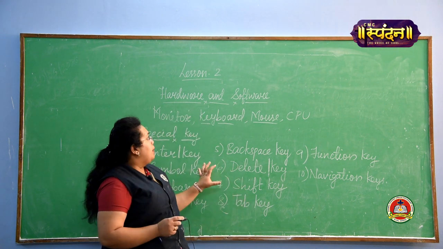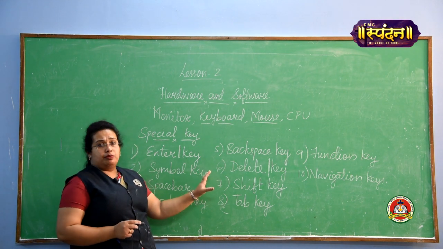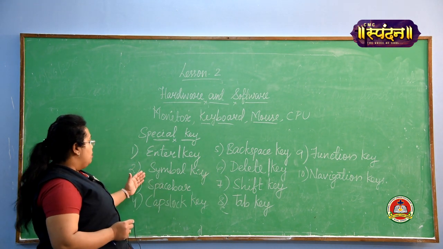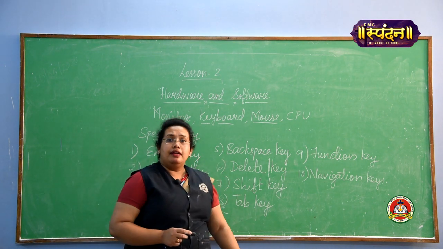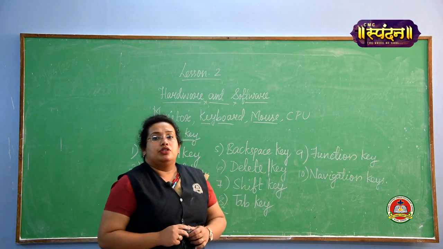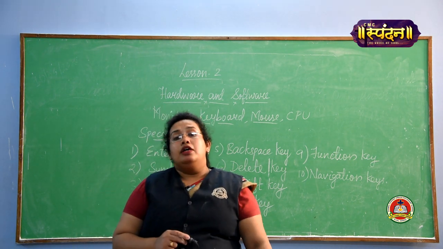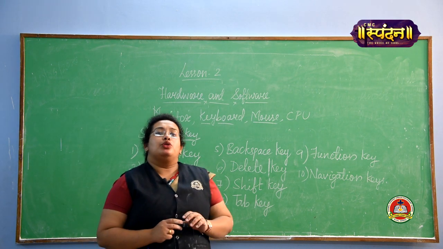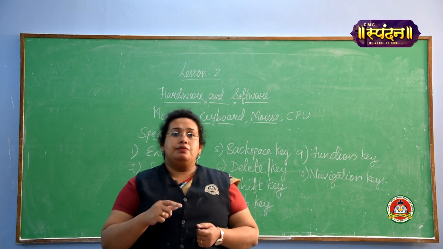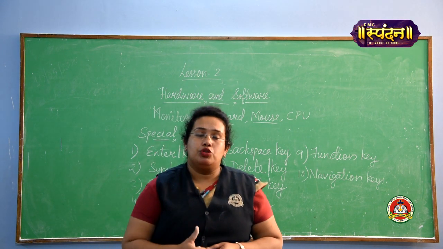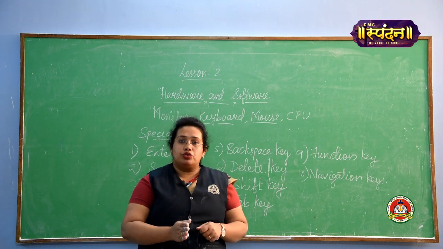Now we have studied all the keys of the keyboard. We have different types of keys, that is enter, symbol, space bar, caps lock, backspace, delete, shift, tab, function and navigation. Now we will study the mouse. For a mouse, you all know we have 3 buttons: the right button, the left button and a scroll wheel. Again I will repeat, right button, left button and a scroll wheel.